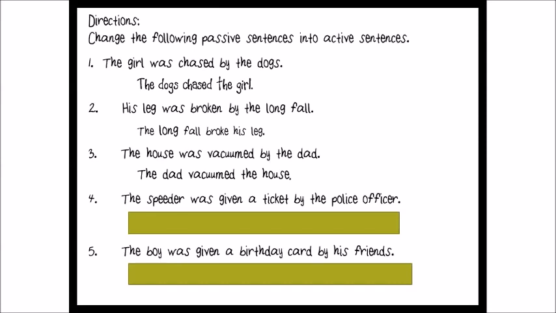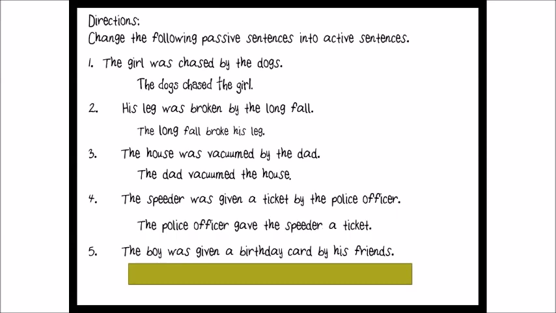The speeder was given a ticket by the police officer. Remember, if we get rid of the police officer, we can change it to zombies. The speeder was given a ticket by zombies. So it's passive. To make this active, you need to make it the other way around. So we've got the police officer gave the speeder a ticket. So the police officer is the subject, gave is the verb, and to whom, the speeder a ticket. So that's how we normally speak.